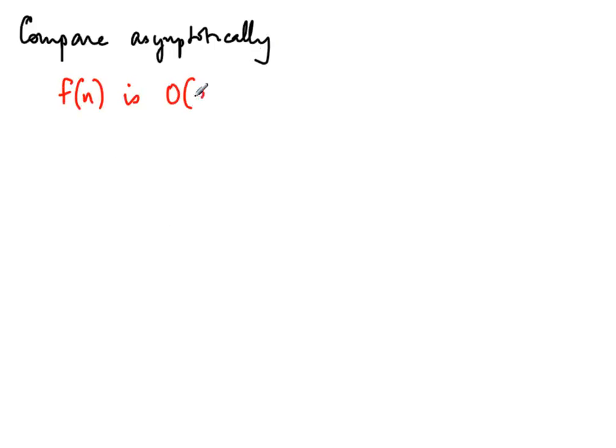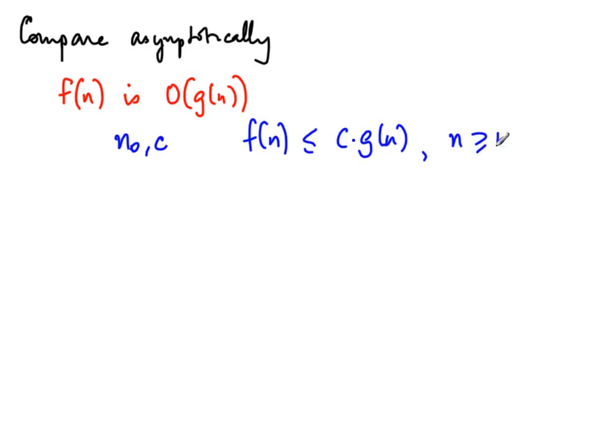So to compare functions asymptotically, we have three notations that we have seen. We can say first that g of n is an upper bound, that is f of n is O of g of n, if we can find constants n0 and c such that f of n is below c times g of n for every n bigger than n0.